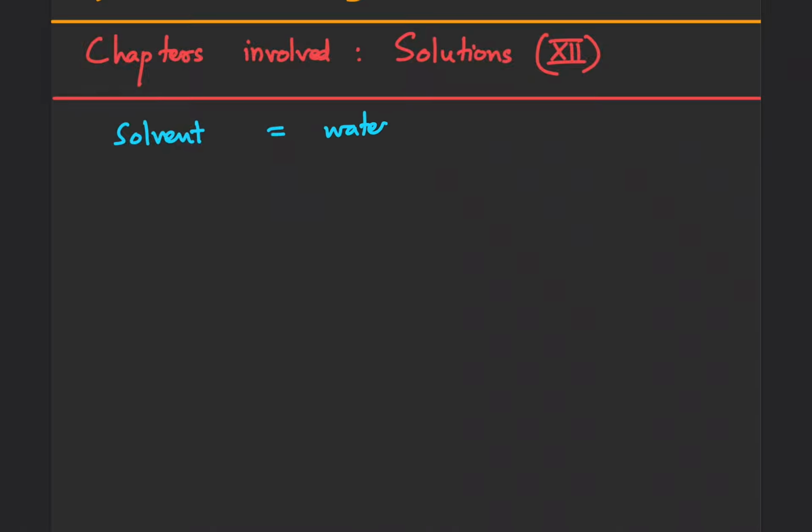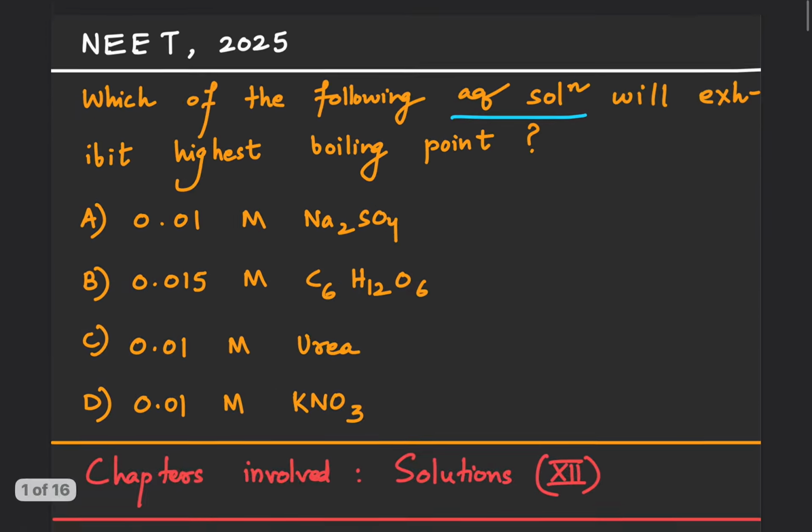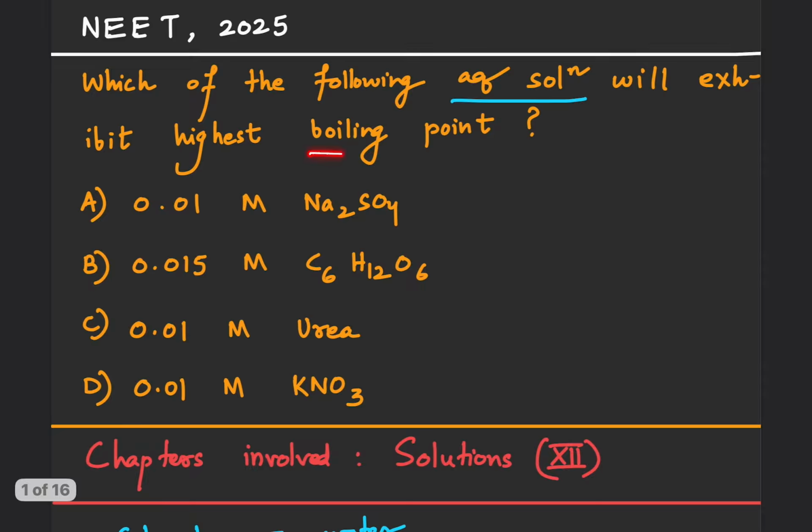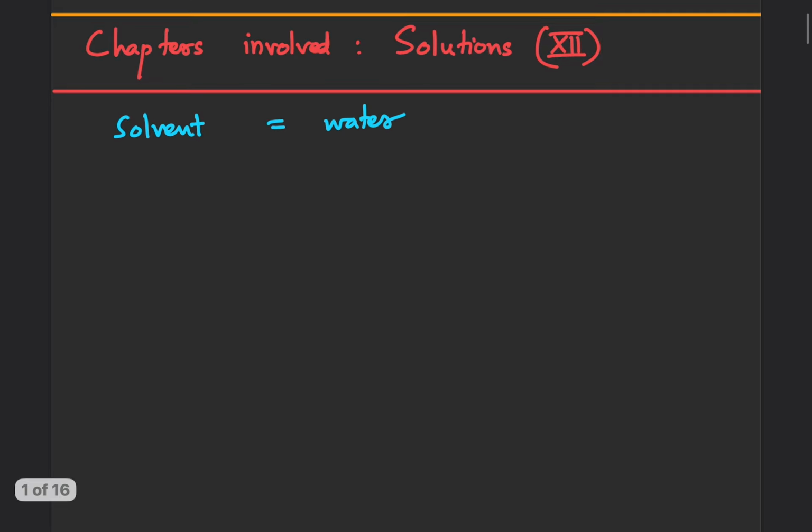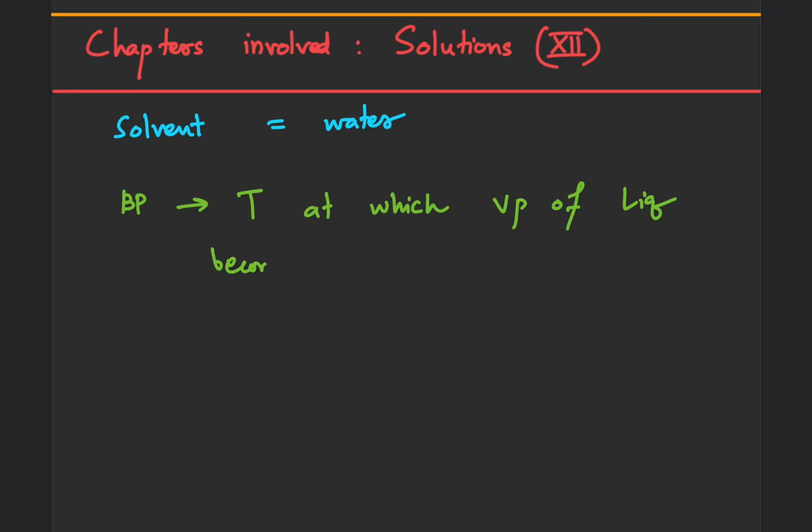water. Also they are asking us about the boiling point, so we need to know the meaning of boiling point. Boiling point is the temperature at which vapor pressure of liquid becomes equal to the atmospheric pressure. Very important. Boiling point is the temperature at which vapor pressure of liquid becomes equal to the atmospheric pressure.